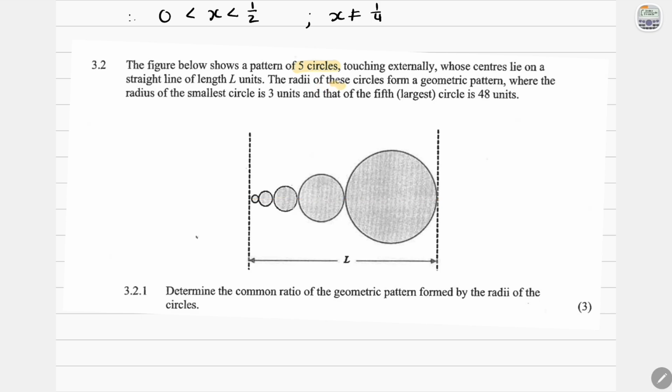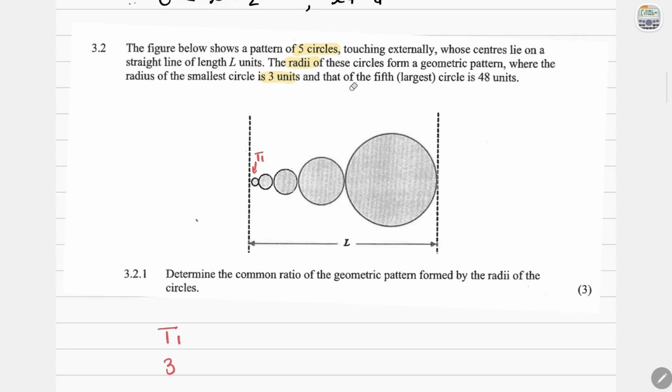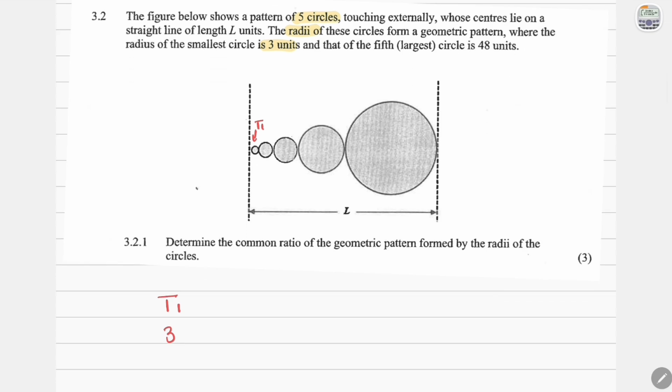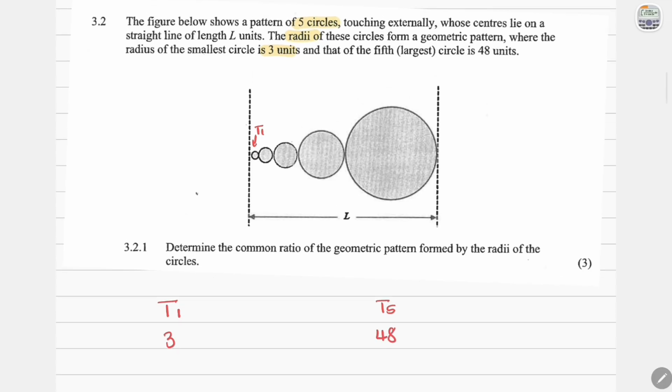And then they tell us that the radii of these circles form a geometric pattern. Okay, so working with the radii, where the radius of the smallest circle is 3 units. Radius of circle 1, in other words, term 1 is 3 units. So look at the information they've given us. They gave us the radius of circle 1. The first term, circle 1, is 3 units. And that of the fifth, which is the largest circle, is 48 units. So term 5, the fifth circle, has a radius of 48 units.